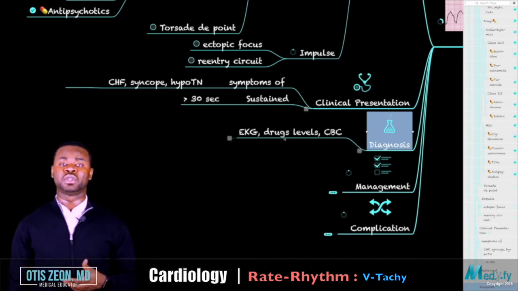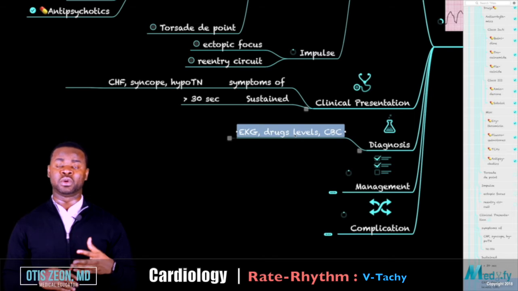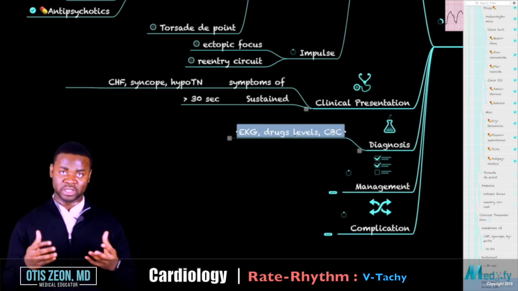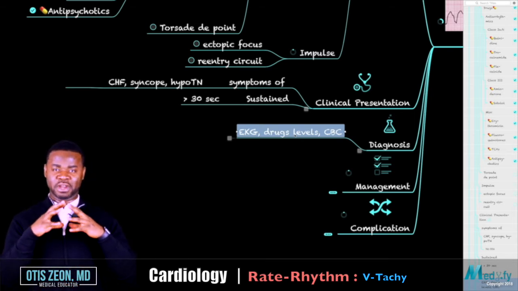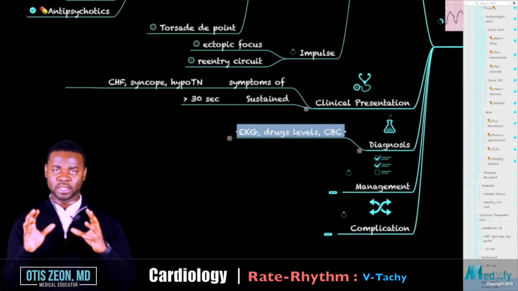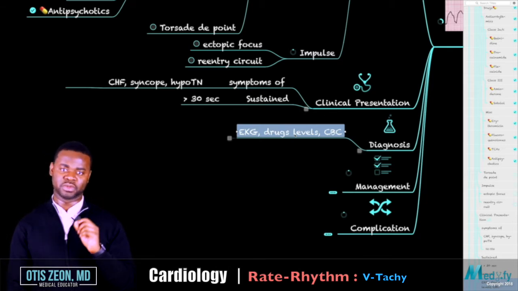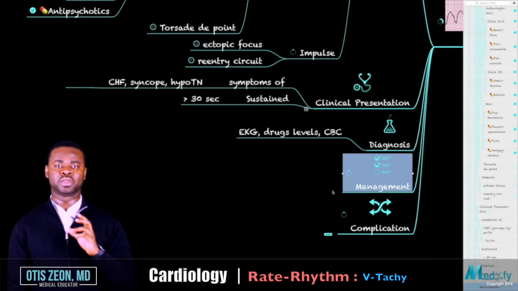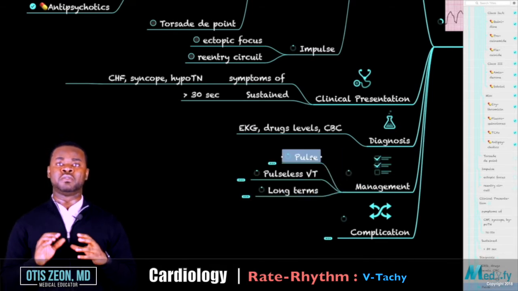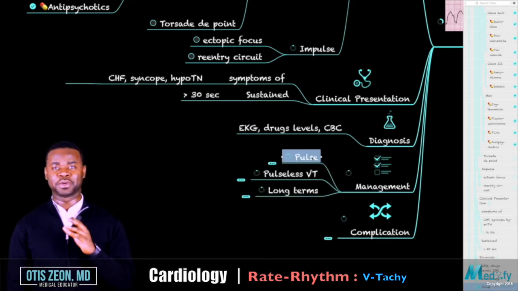You can do drug levels, you can do CBCs just to make sure that this is not induced by some drug that the person is on. But you can also do a very nice history and physical and be able to get as much information as possible from their history. In terms of the management, you know that a person who has ventricular tachycardia, you have to group them into different categories.